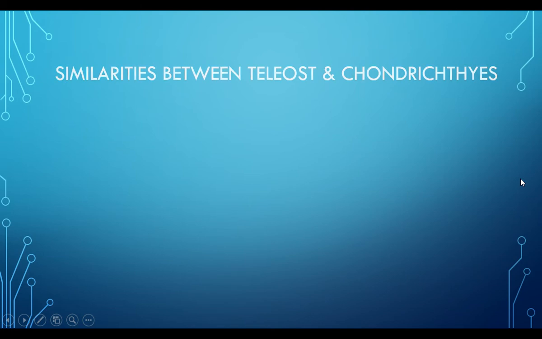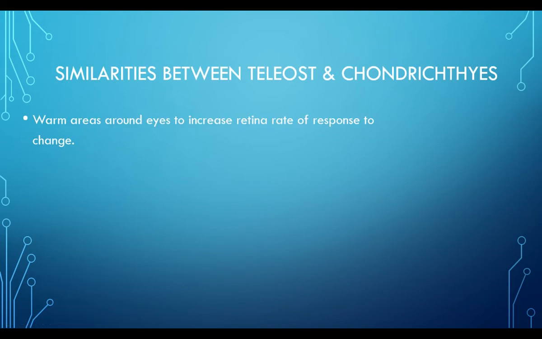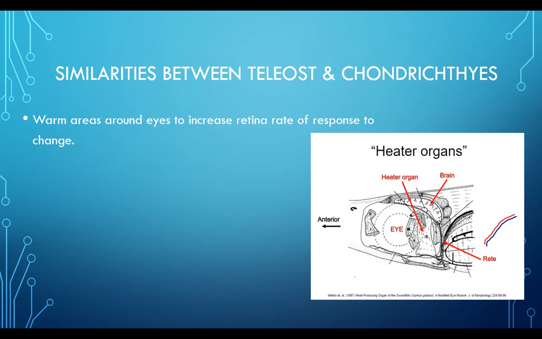So these are the similarities between teleosts and Chondrichthyes. Both of these two groups are able to warm the areas around the eyes to increase the retinal rate of response to change. This is also known as the retia, which you can see on the bottom right with the red line and then the blue line right behind the eye. This is called a counter-current heat exchange, where the red is warm blood and the blue is cold.